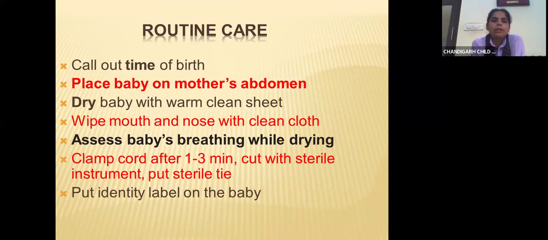First of all, whenever the baby is delivered, call out the time of birth and place the baby on the mother's abdomen. Dry the baby with a warm clean sheet. And then after that, we use another sheet. Wipe the mouth and nose with a clean cloth. Assess whether the baby is breathing or crying. And after that, we clamp the cord at 1 to 2 minutes with sterile instruments and put a sterile tie, because there are a few benefits which are discussed in another slide. Put an identification tag on the baby.